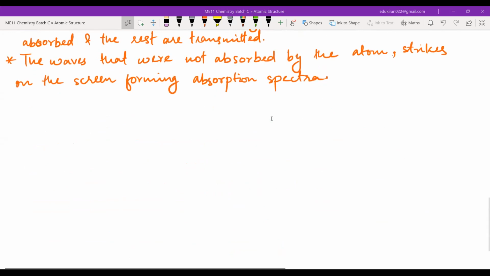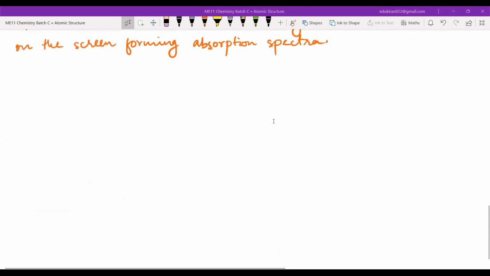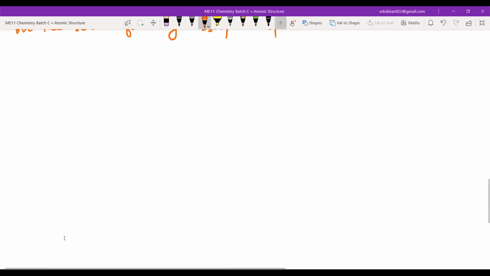Now, this is the emission spectra, absorption spectra. Now we should come to the point, that is the hydrogen spectrum. Okay. Now, you have seen the hydrogen spectrum, right? In the video. Now we will just define whatever was happening in that video in words. Then we will look at a few conclusion points. Okay. So please write with me.